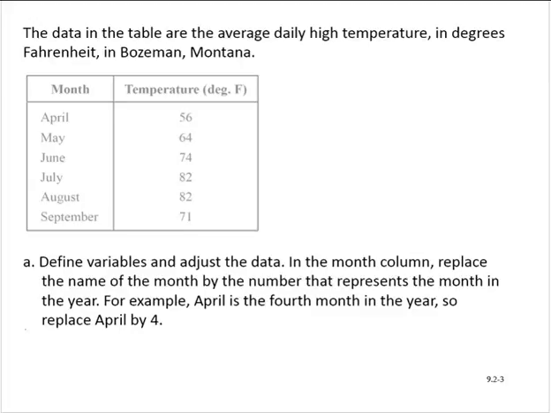The data in the table are the average daily high temperature in degrees Fahrenheit in Bozeman, Montana. We're asked to define variables and adjust the data. In the month column, replace the name of the month by the number that represents the month in the year. For example, April is the 4th month of the year, so replace April by 4.